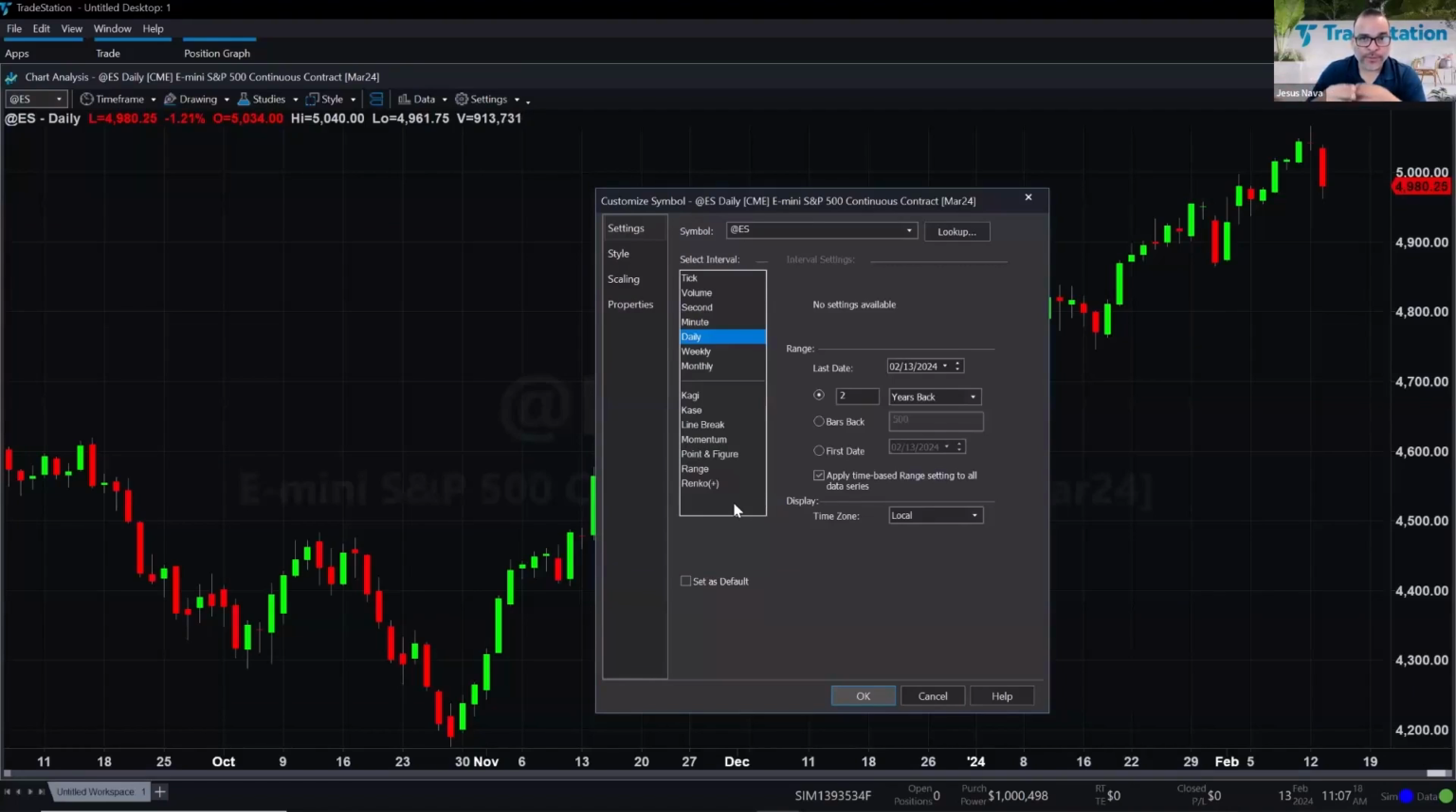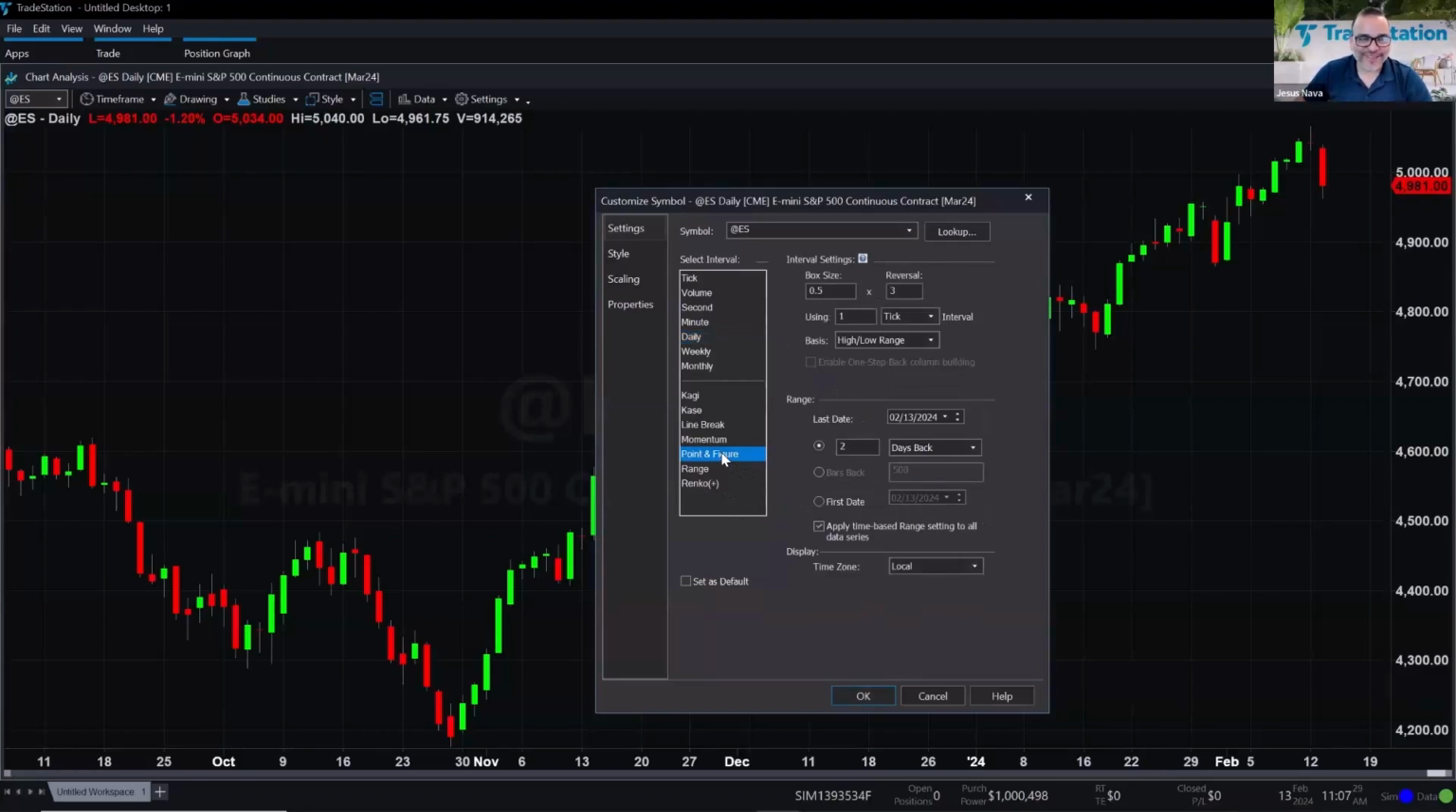Each will build differently. We'll look at some of the differences between them and how we can apply strategies to them. But let's go ahead and start with the one that started everything, which is the point and figure. This is the oldest style of charting that draws circles and X's based on price movements.